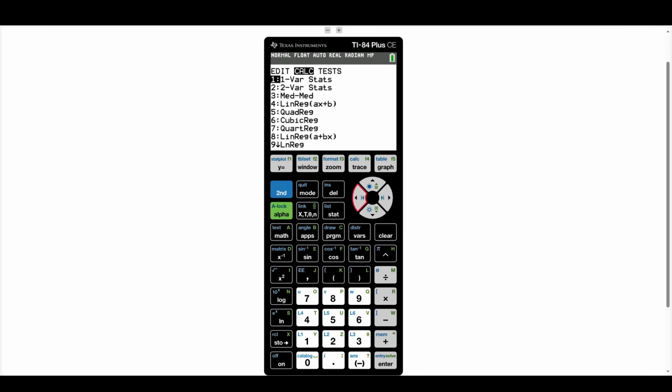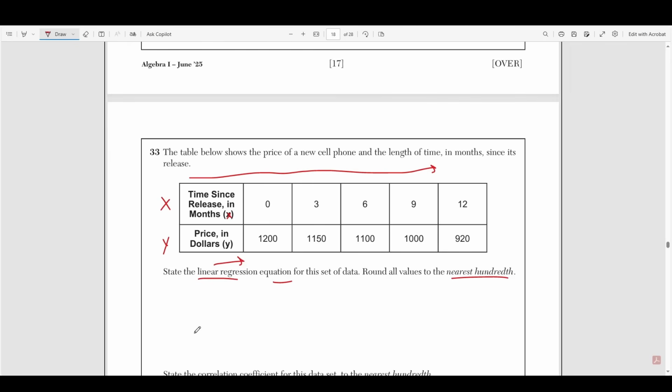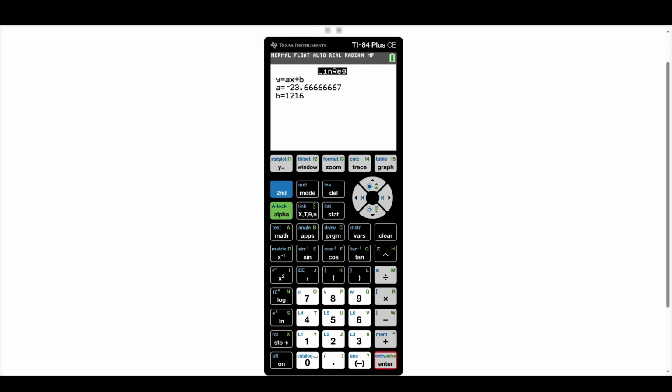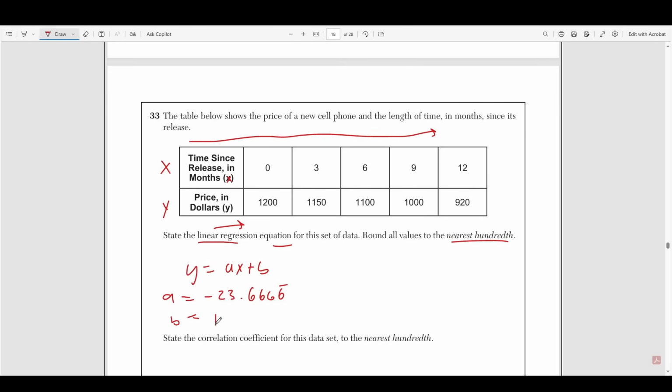I can go into calc. Always calc. Then I can go down to where it says linreg. And guess what linreg stands for? It stands for linear regression. I press enter, and I can press calculate to get that y is equal to ax plus b, and the calculator says that a is equal to -23.6667, 0.66 repeating, and that my b is equal to 1,216.